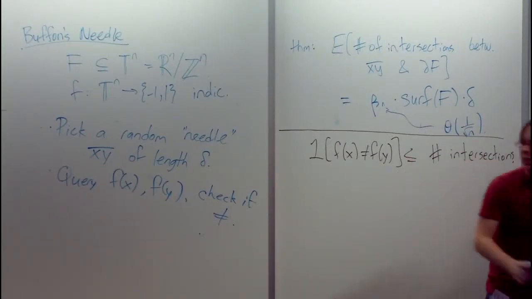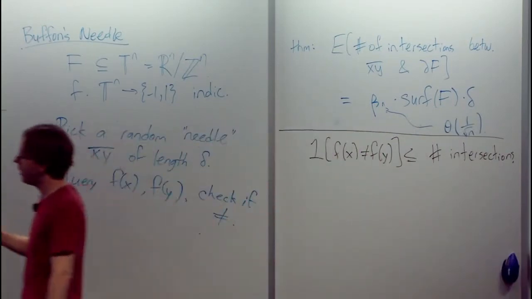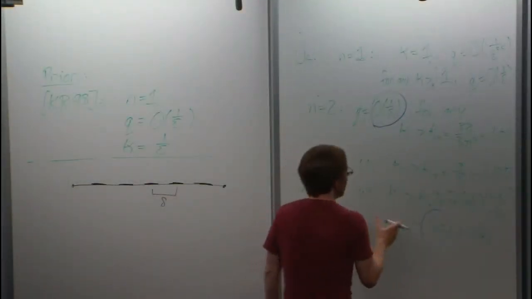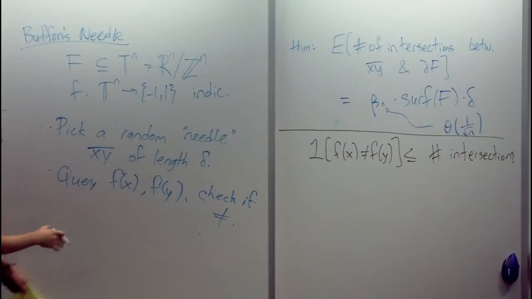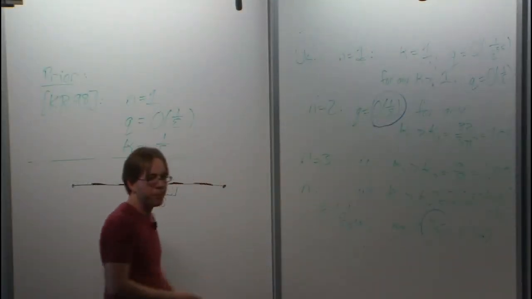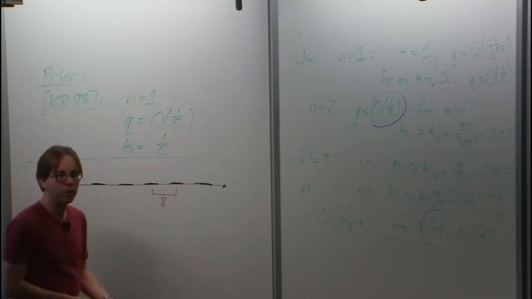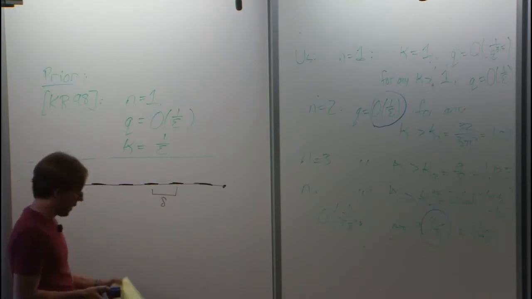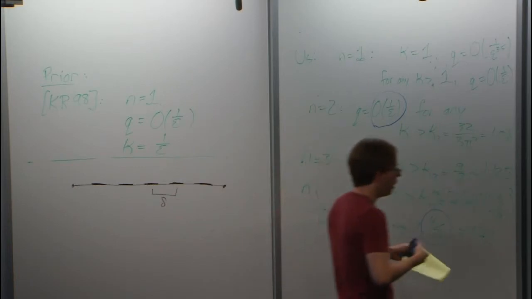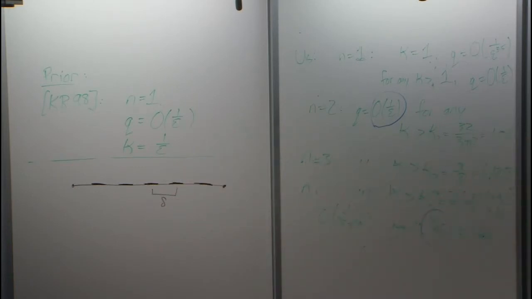But this is a more minor issue. You can easily get around this by, instead of always picking a needle of length exactly delta, randomizing a little bit the length of the needle. And that'll help you solve this problem. Okay? So I hope that's motivation enough for the whole algorithm, which I'll now state. I'll state the whole algorithm and give a sketch of the analysis, and then we'll be done.